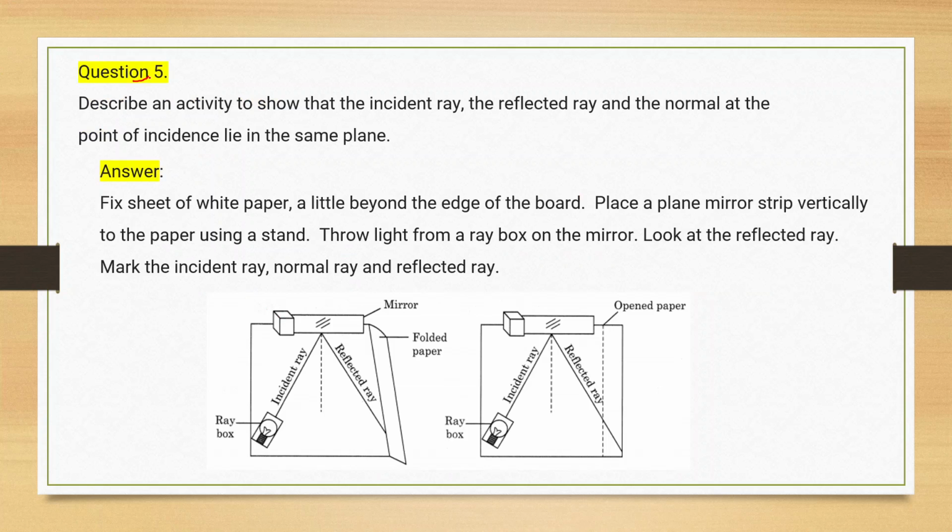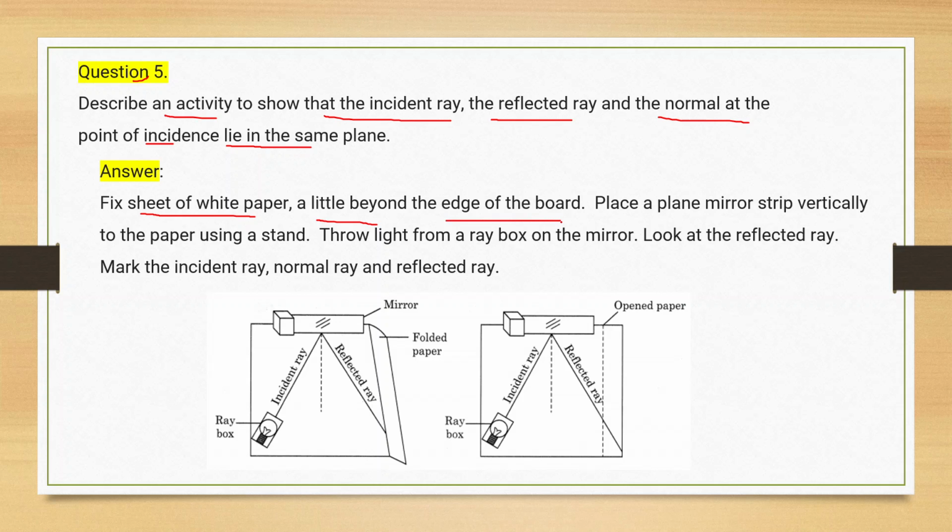Next, question number 5. Describe an activity to show that the incident ray, the reflected ray and the normal at the point of incidence lie in the same plane. Our answer is, now we have to describe an activity. Fix a sheet of white paper a little beyond the edge of the board.